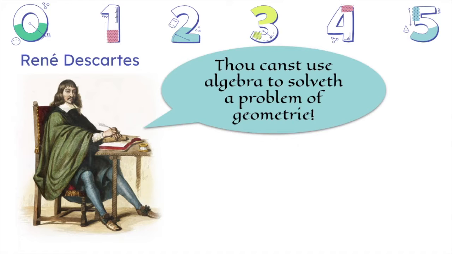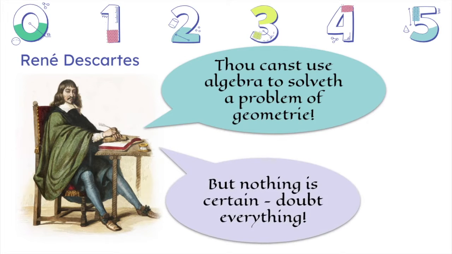One of the things he's most famous for is saying that we should doubt everything until we can prove it. And for this, he is seen by many as having originated the modern scientific method. So Descartes said, nothing is certain, doubt everything. This is sometimes also known as skepticism, being skeptical of things until you can prove them using logic.